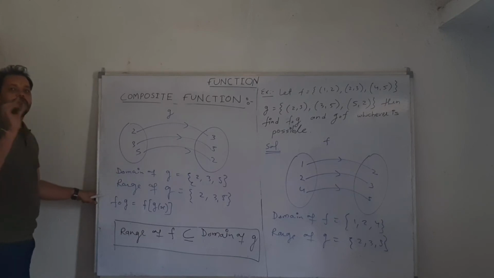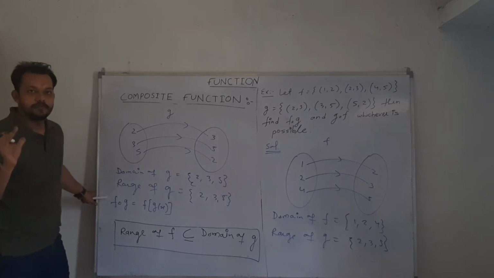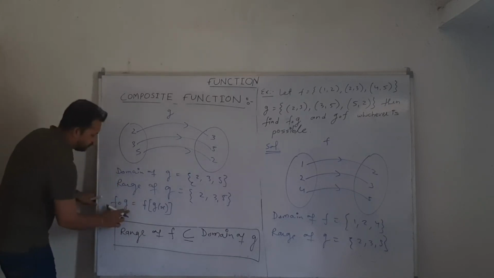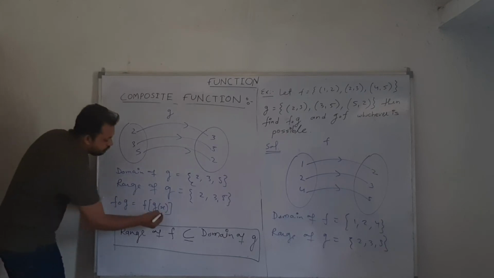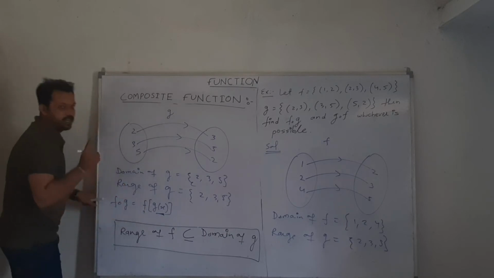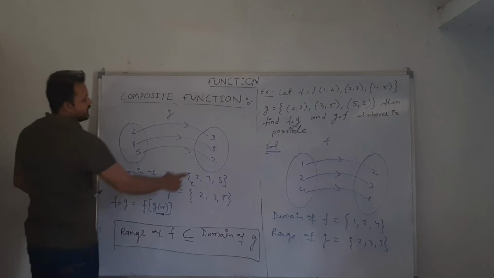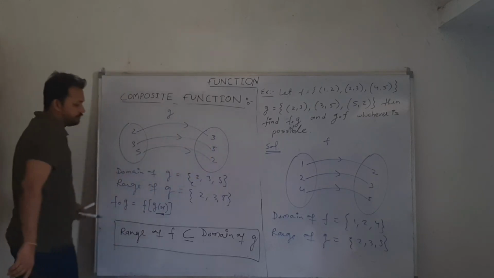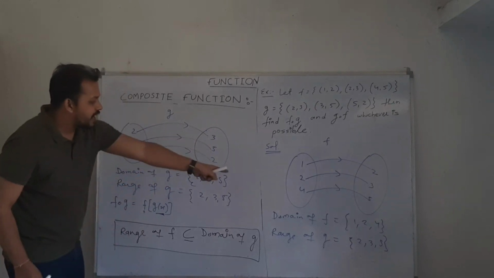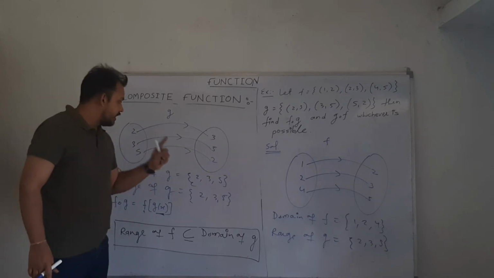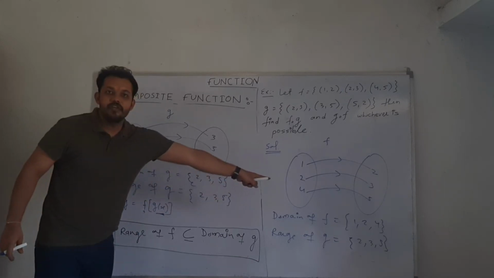That is the meaning of FOG. Now to check whether this is defined or not, we have to check that the range of g(x) must be a subset of the domain of f(x). So what is the range of g(x)? Range of g(x) is {2, 3, 5} and the domain of f is {1, 2, 4}. Is {2, 3, 5} a subset of {1, 2, 4}?